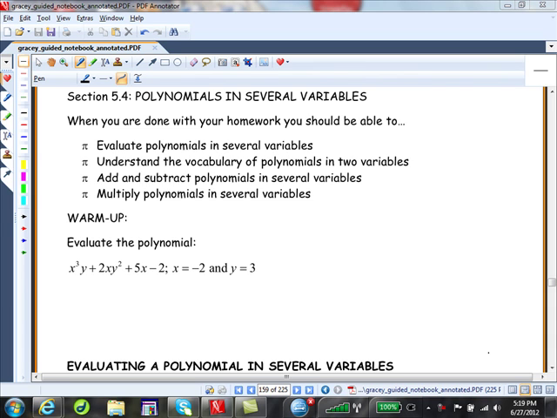Today we'll be covering section 5.4, Polynomials in Several Variables. This section is from Robert Blitzer's Introductory and Intermediate Algebra for College Students textbook. We'll go ahead and get started.